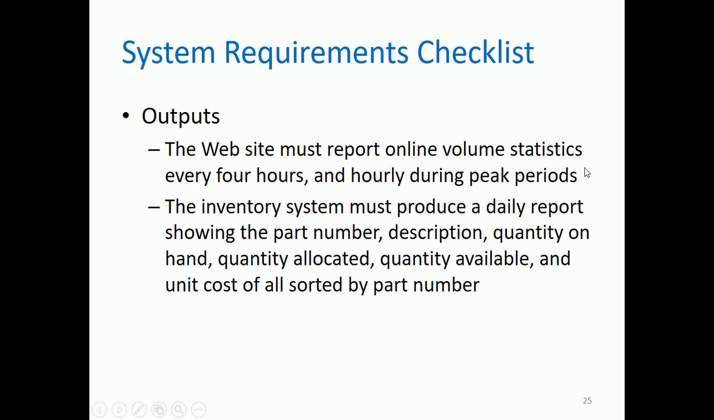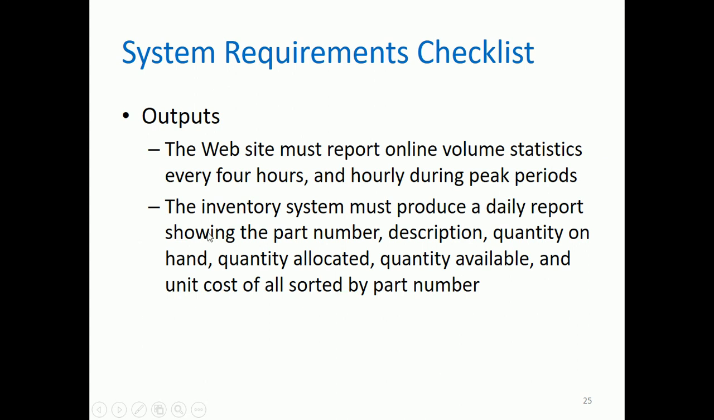This is considered a system requirement checklist item for output because it produces information for the client. Why? The website must report online volume statistics, so your client might be the manager. So it has a keyword: report, generate report, display. This is a correct example of output.